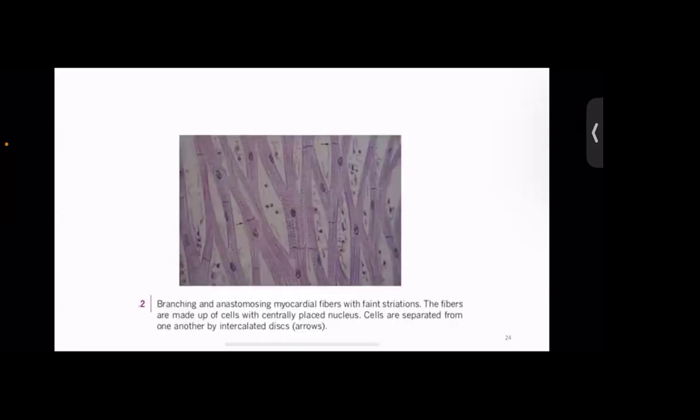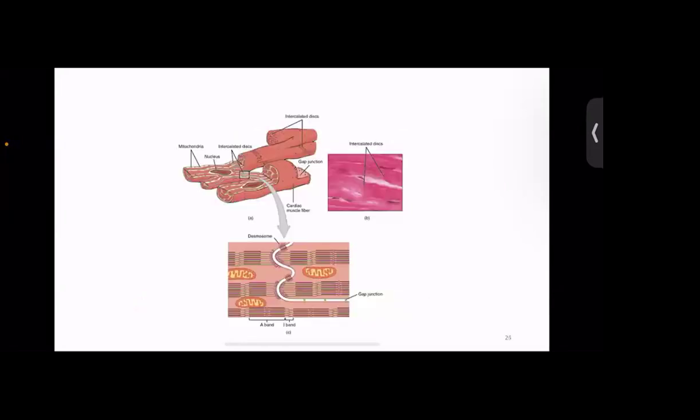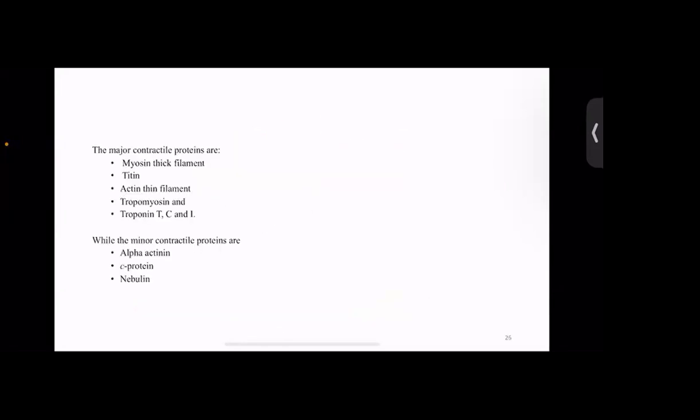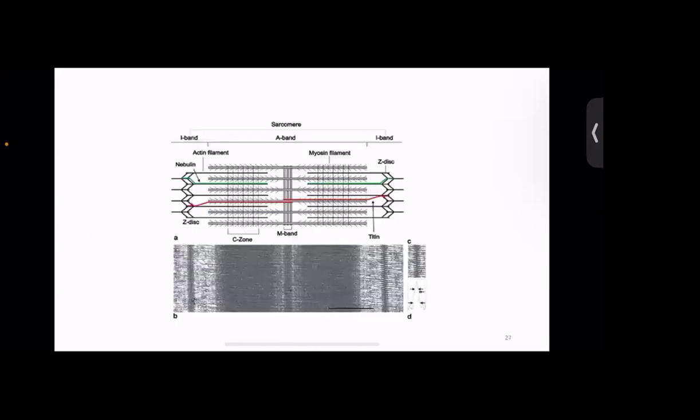Okay, so this is just a branching myocardial fibers with striations. This is also still a picture of that. So the major contractile proteins are actually the myosin thick filament, the titin, the actin thin filament, the tropomyosin, the troponin T, C, and I. While the minor contractile proteins are the alpha actinin, the C protein, and the nebulin.